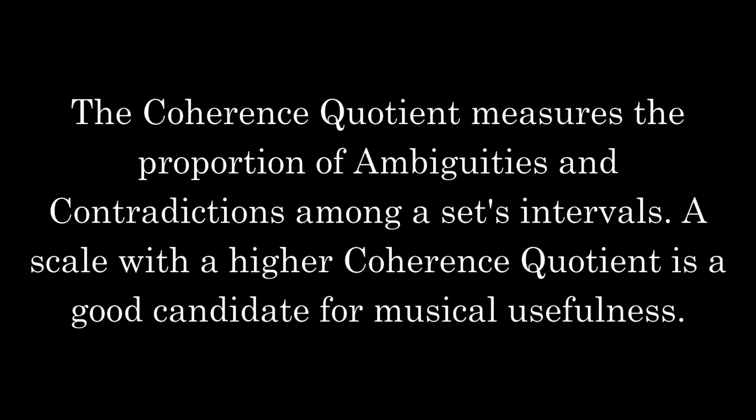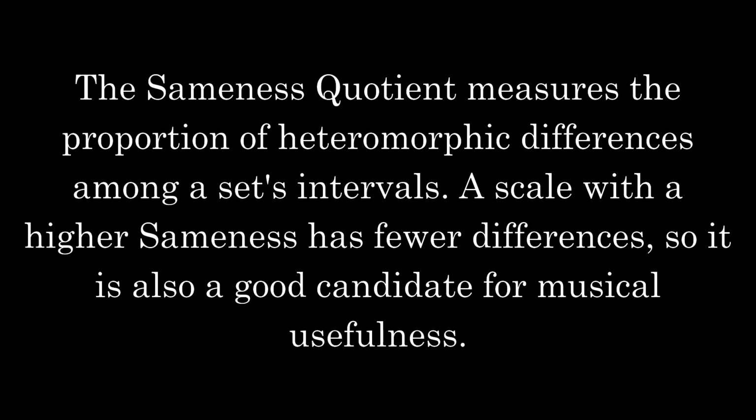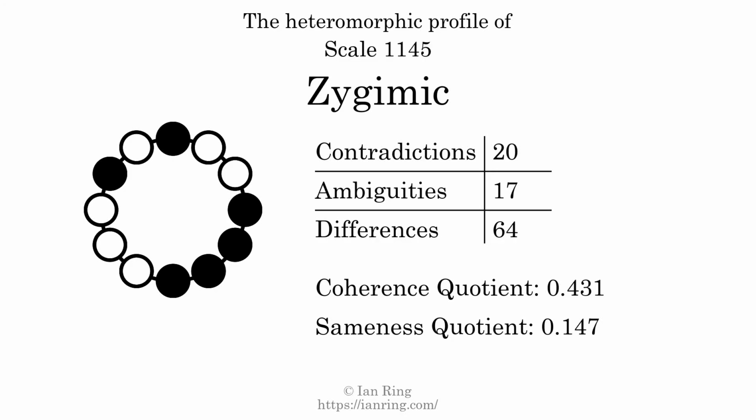The coherence quotient measures the proportion of ambiguities and contradictions among a set's intervals. A scale with a higher coherence quotient is a good candidate for musical usefulness. The coherence quotient is 0.431. The sameness quotient measures the proportion of heteromorphic differences among a set's intervals. A scale with a higher sameness has fewer differences, so it is also a good candidate for musical usefulness. The sameness quotient is 0.147.